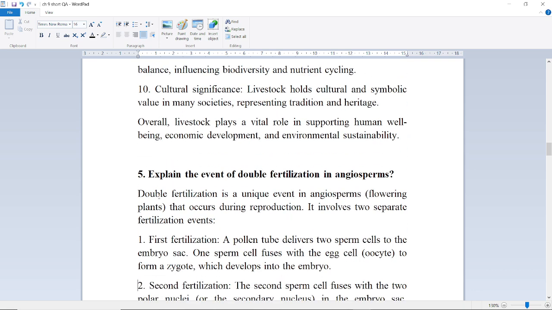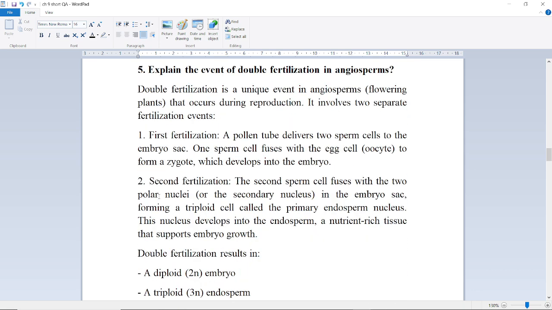Next is question number 5. Explain the event of double fertilization in angiosperms. Answer is double fertilization is a unique event in angiosperms, flowering plants, that occurs during reproduction. It involves two separate fertilization events. First, fertilization. A pollen tube delivers two sperm cells to the embryo sac. One sperm cell fuses with egg cell oocyte to form a zygote which develops into the embryo.